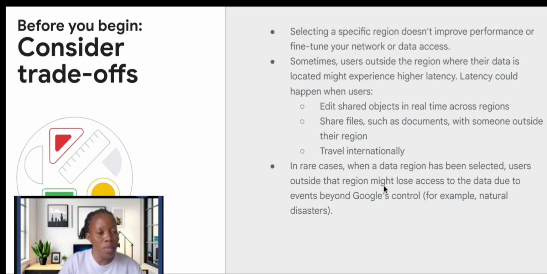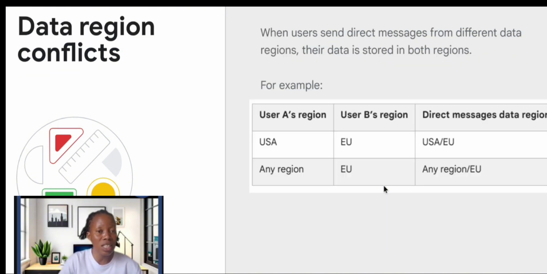So when users send direct messages from different data regions, the data is stored in both regions. You can have region A, USA. This is just like a demonstration. Then we have region B, EU. When you pick a region, if user A is in USA and user B is in the European Union, it is going to save that particular data in both regions, so that both parties, user A and user B, can have access to the data.